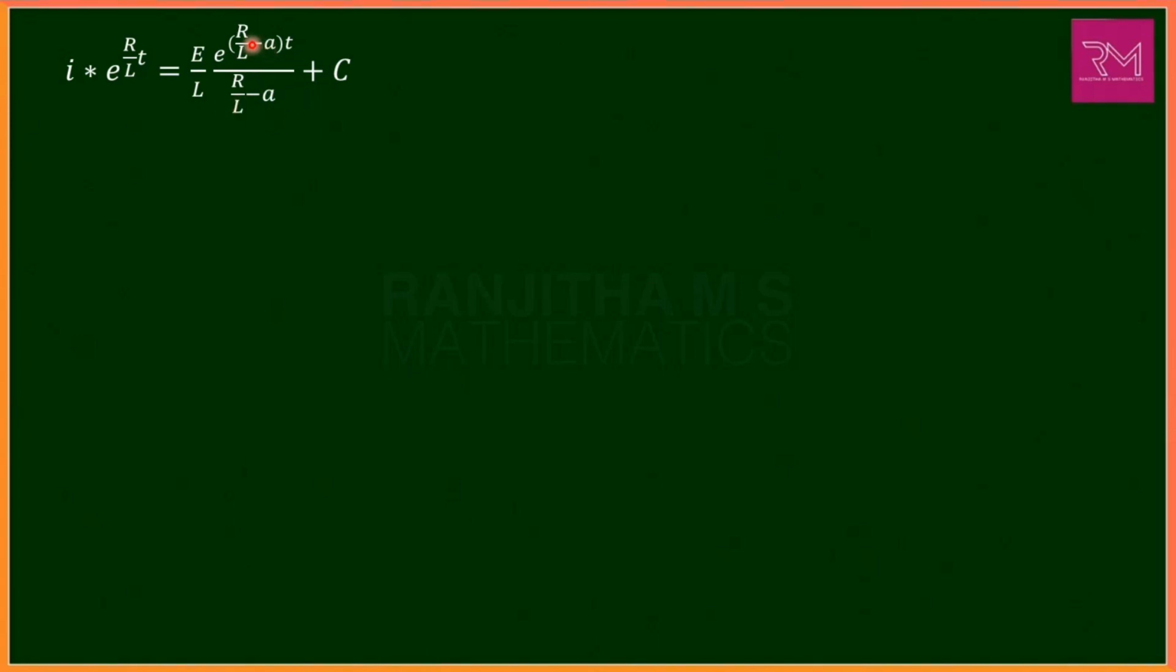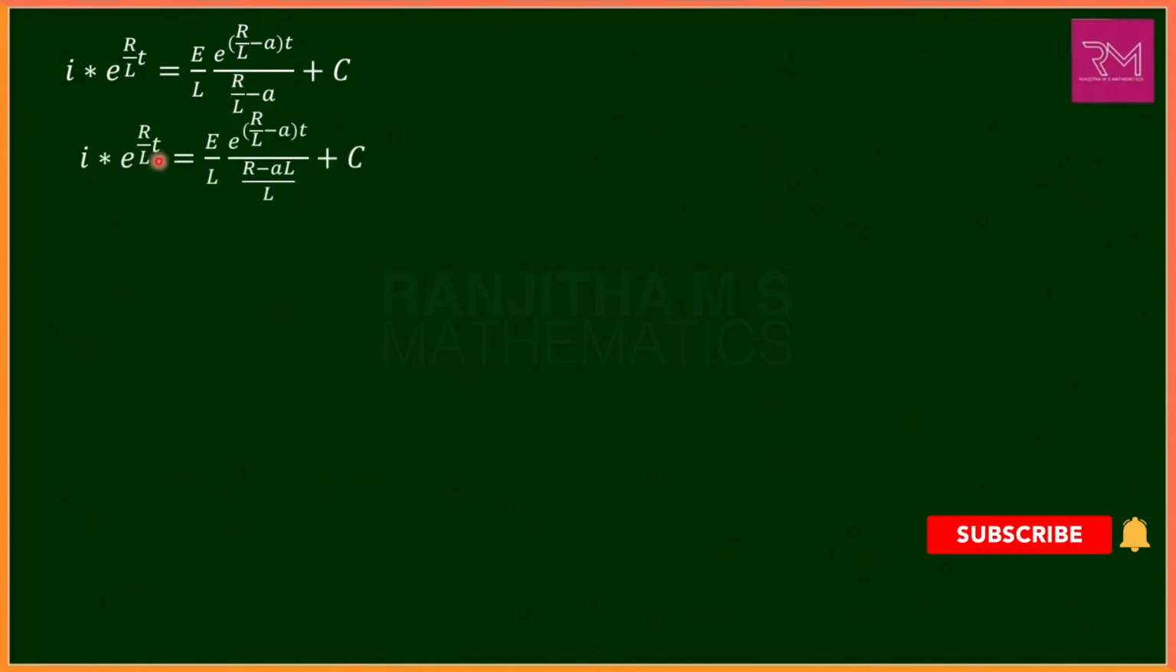Here in the place of a we have (r/L − a), in the place of x we have t, therefore we can take it as e^((r/L − a)t) divided by (r/L − a) plus c. Next step, take L as LCM over here. We get I × e^(rt/L) equal to E/L times e^((r/L − a)t) in the numerator as same, divided by, if we take L as LCM, remaining is (r − aL) divided by L, plus c.